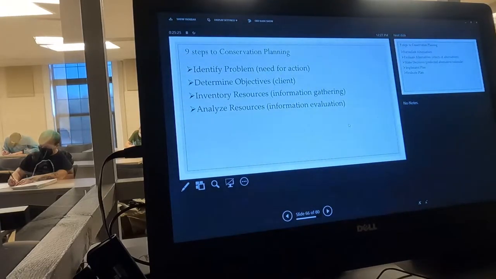We want to determine the objectives. Michaela calls me up and says, hey, we have a problem. And I go, how would you like me to solve that? And she says, we need these three things to happen because I'm afraid that I'm going to lose a house, a hillside, whichever.